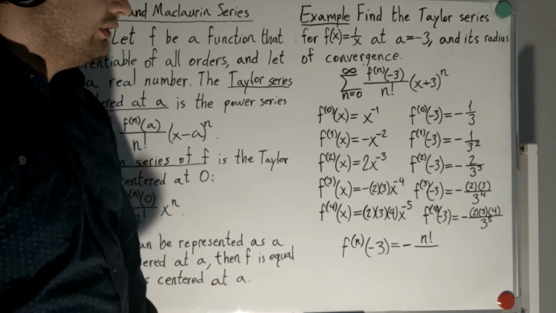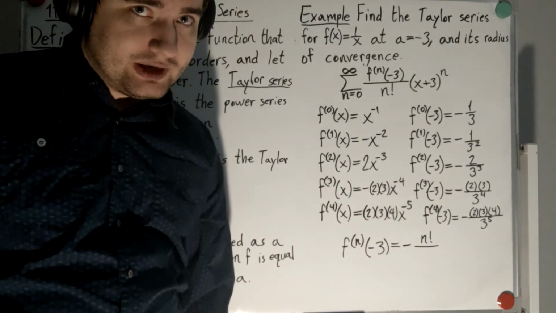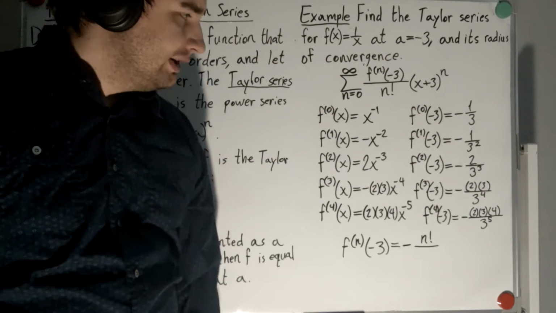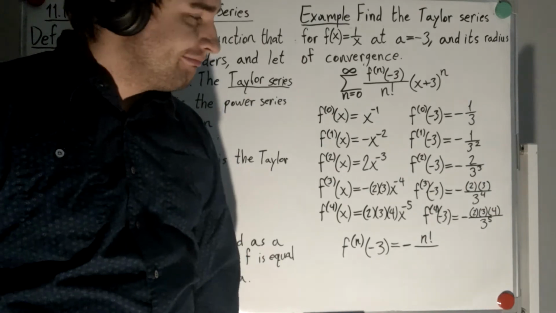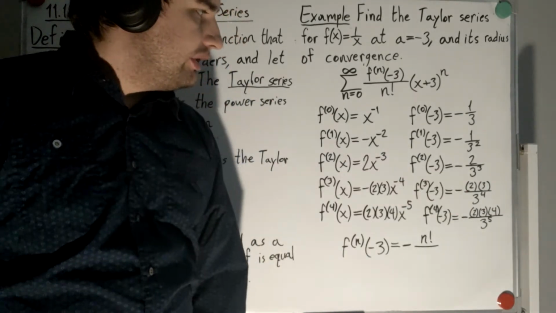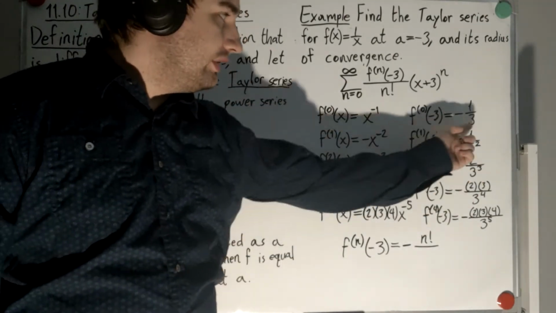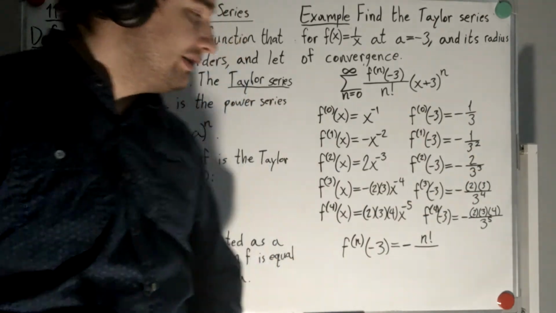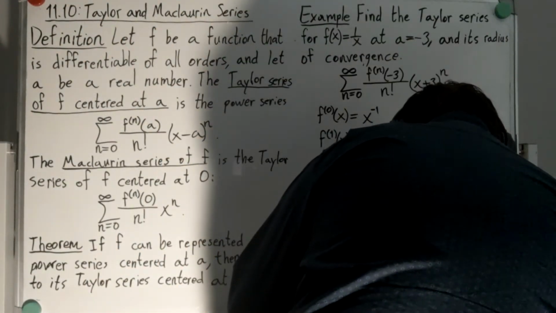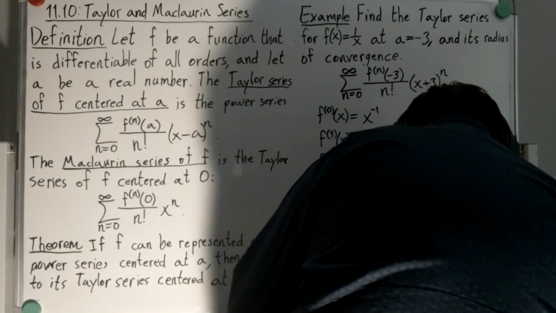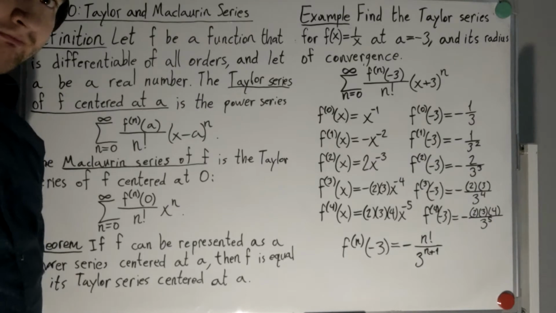Okay. Now let's notice that the denominator here is 3 to the 5th, which is the same as 3 to the 4 plus 1. Denominator here is 3 to the 4th, which is 3 to the 3 plus 1. Denominator here is 3 to the 3rd, which is 3 to the 2 plus 1. 3 to the 1 plus 1, 3 to the 0 plus 1. Okay? So the denominator is always just going to end up being 3 to the n plus 1 power. Alright?